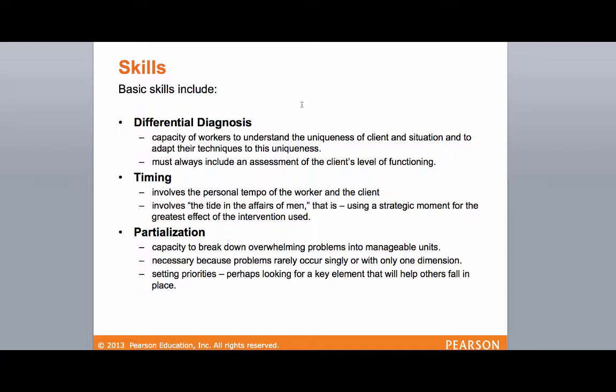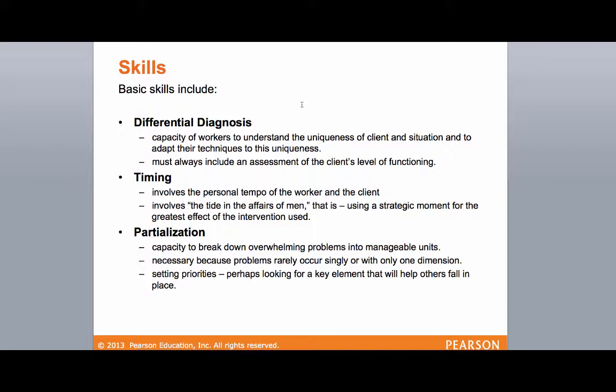Another skill that is very important for you to become familiar with is partialization. And this is the capacity of the worker to take what is an overwhelming problem to a client and break it down into manageable units, the things that can be tackled. And so when a client is, for instance, very, very depressed and has trouble getting out of bed in the morning, you can look at this in terms of a medical issue and perhaps have a medical evaluation done to see if there are medical problems contributing to the depression. But if it is in response to certain things in life, identifying what those particular problems are and beginning to tackle those problems one by one, so that the client can experience some success in tackling those problems little by little, and not be so overwhelmed by them. So you're breaking things down into manageable units.